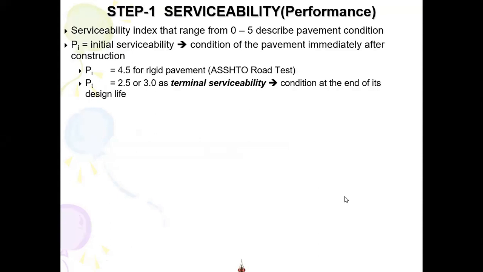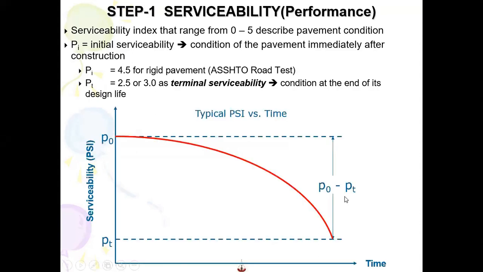So this is a typical PSI curve where P0 here is 4.5, PT is either 2.5 or 3, and delta PSI, as you know, is the change in serviceability index.